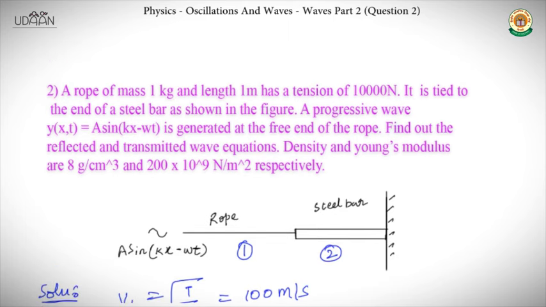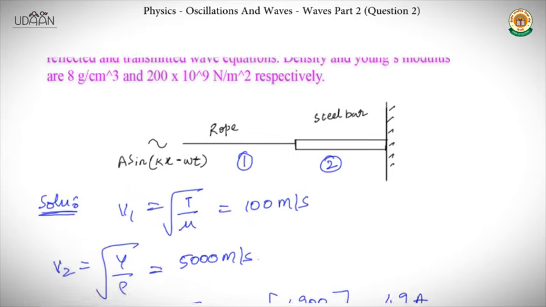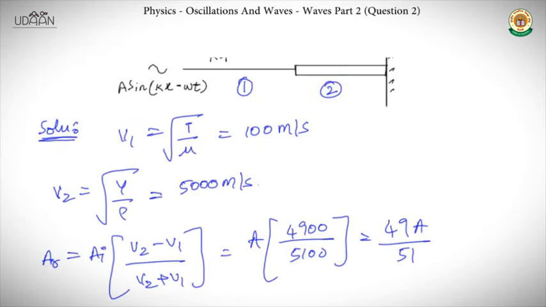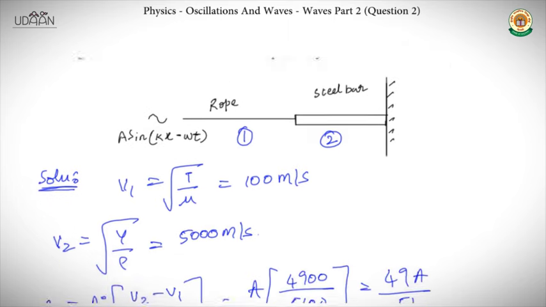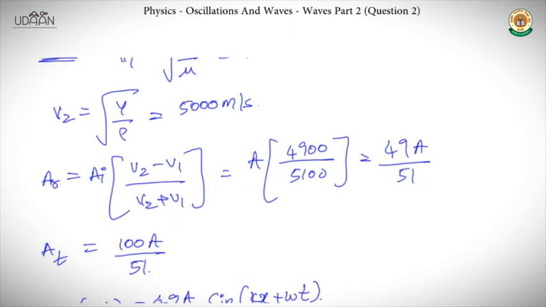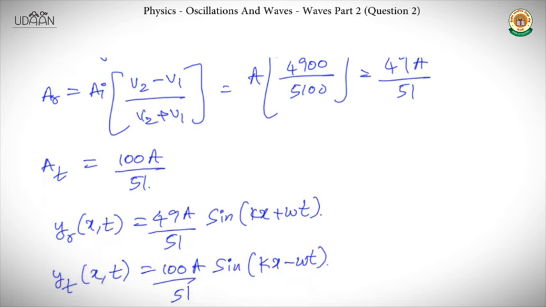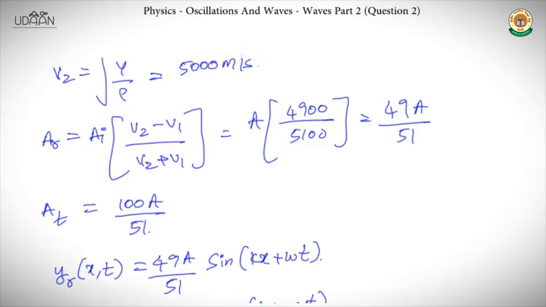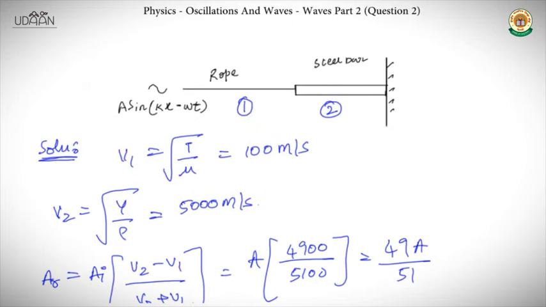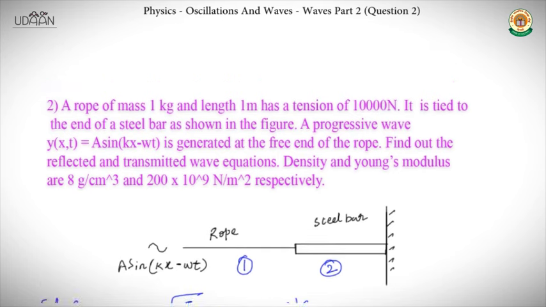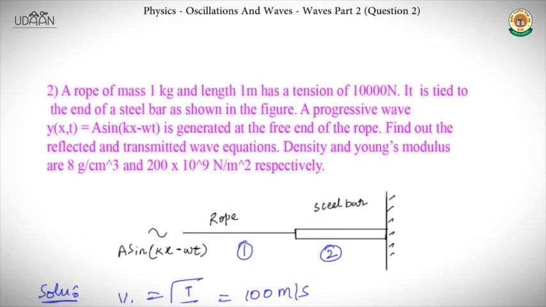So here was problem 2. We were given a rope, and it was a composite system in which we had a rope and a steel bar, and we had to find the expressions for the transmitted and the reflected waves. We start by calculating velocities in the two media, and then we apply what we know about reflected and transmitted waves, and we get the expressions for their amplitudes. After that, we just have to check what directions they're traveling in, and whether the reflected wave has a phase change or not. So that was problem 2, and we'll move on to the next one now.